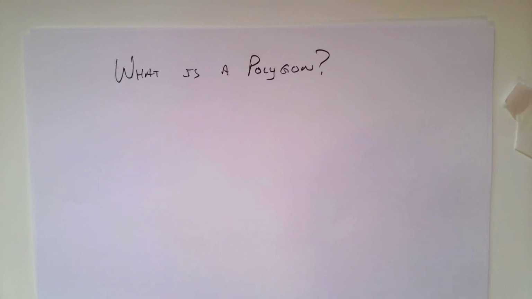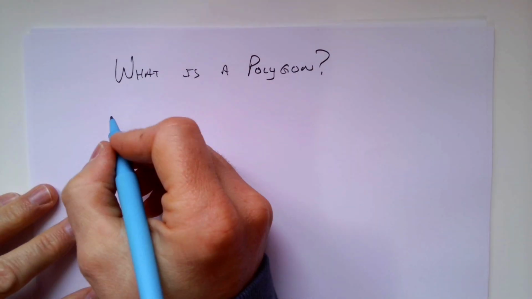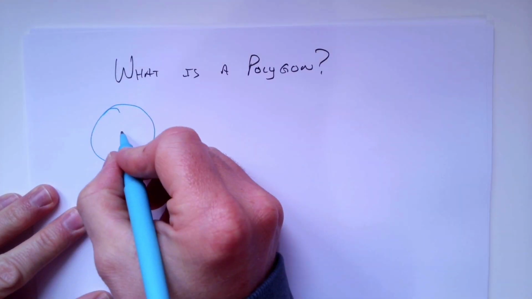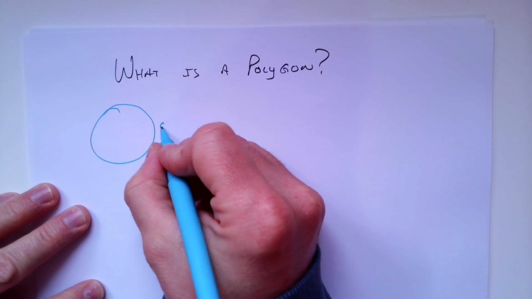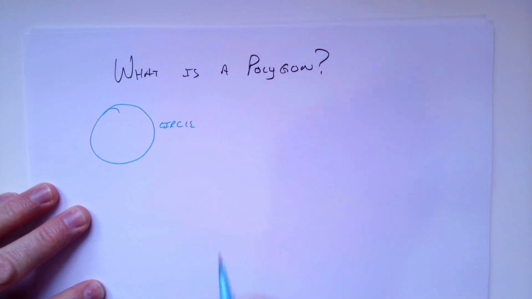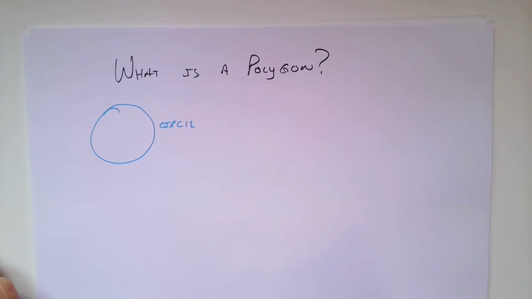We're going to talk about what is a polygon. Polygons are geometric shapes. There's lots of geometric shapes. Let's start with an example of something that's not a polygon. It's a circle. Now, what makes this not a polygon?